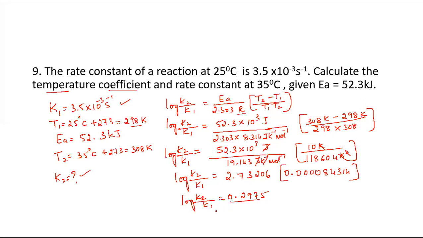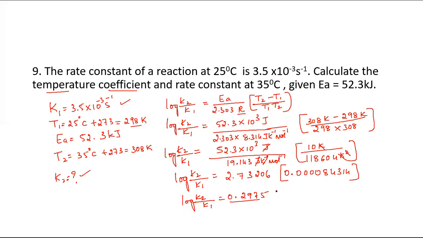Now we need to calculate. See, here we cannot substitute only k1. If you substitute here the value of k1 then you have to go for log a by b, that is log a minus log b, and put those values. Before that, let us first calculate the anti-log here. Later we can go for finding the k2 value.